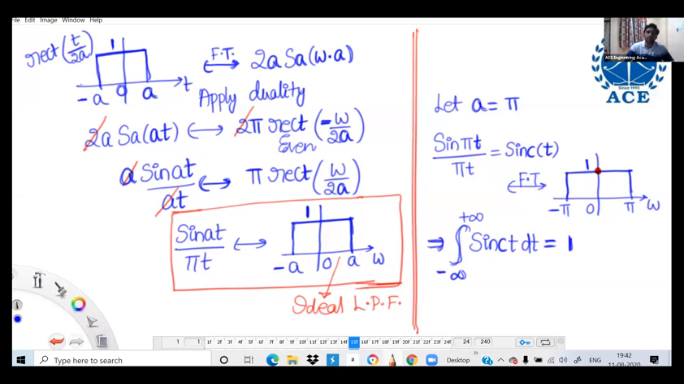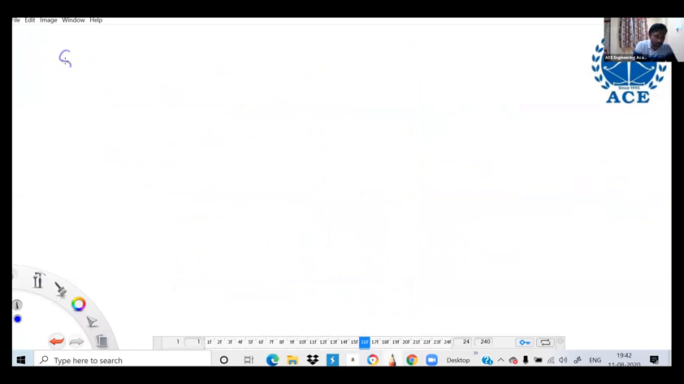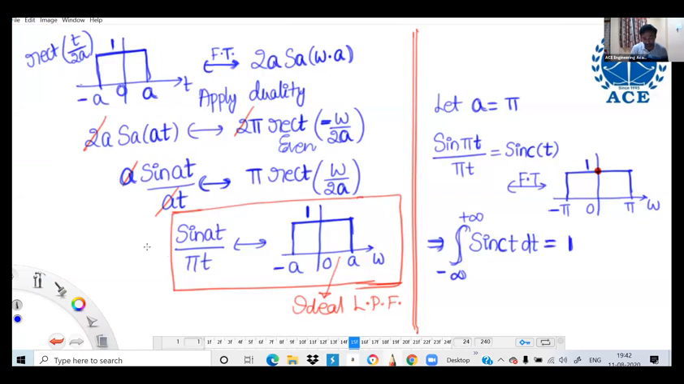But in our examinations, that fellow will never give the styles like sin at by pi t, don't expect. Wantedly, he may give a problem like this: Sa of 3t by 4, sinc 2t by 3. It may be asked for what is the spectrum. Everyone recollect, either it is given as Sa function or sinc function in time domain.